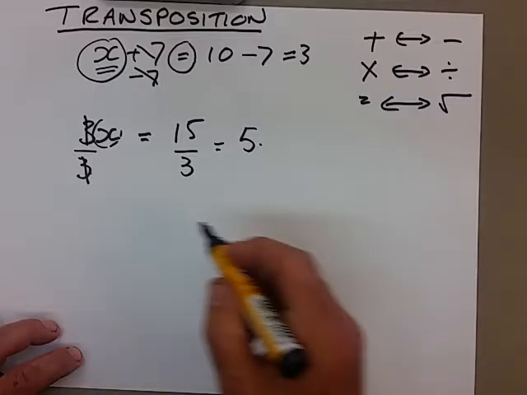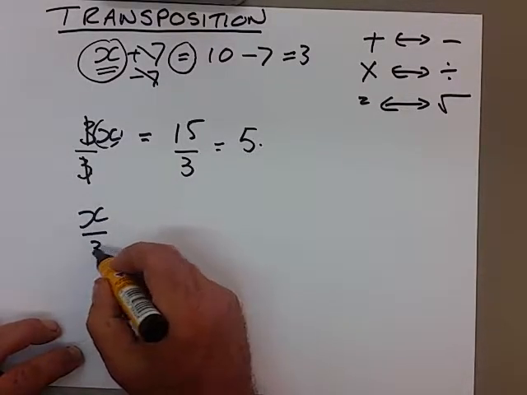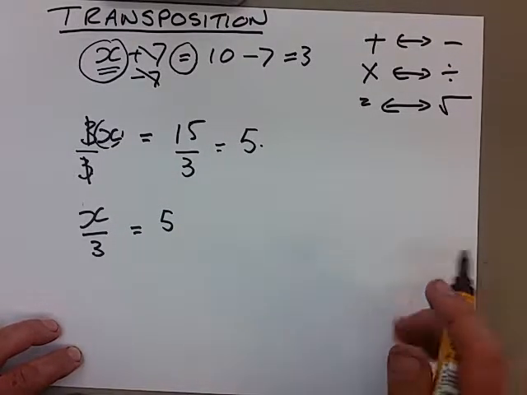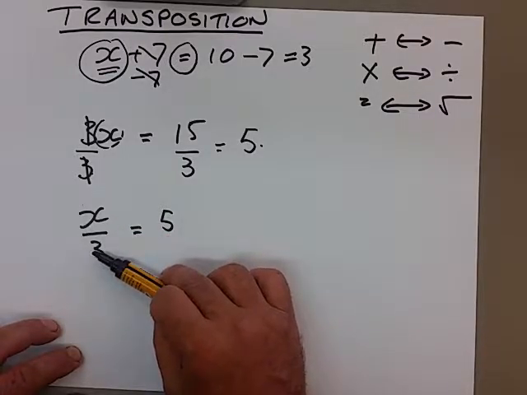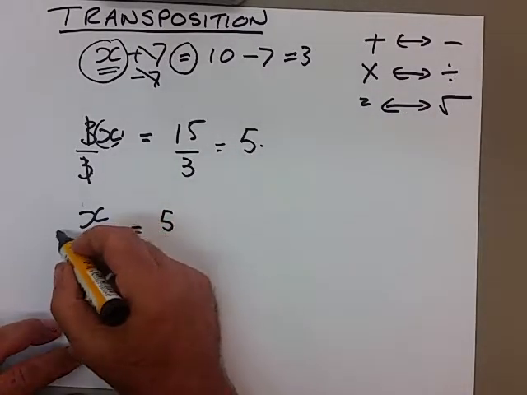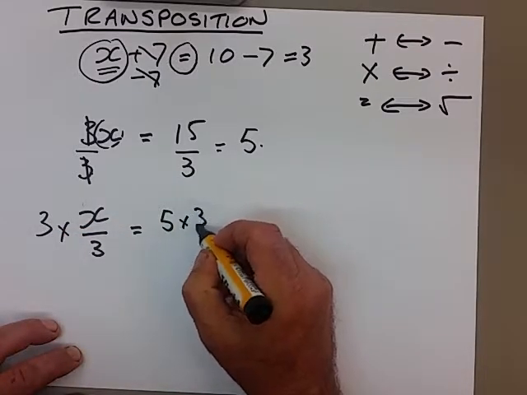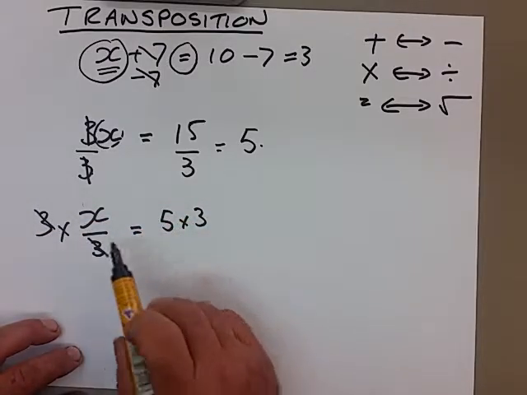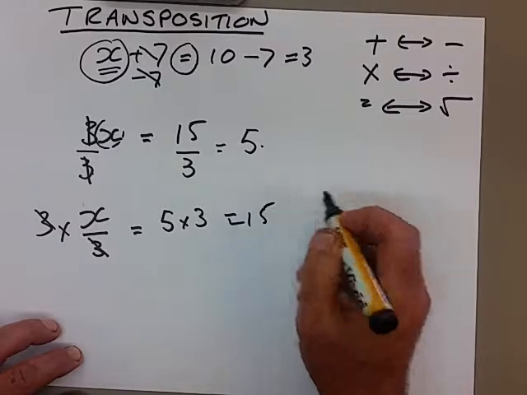Let's try a divide. So we've got x divided by 3 this time equals 5. Again, the relationship between the x and the 3 is it's divided by 3, so therefore we do the opposite and we times it by 3. Again, we have to times this side by 3. The 3 divided by 3 equals 1, so 1x = 5 times 3 = 15.